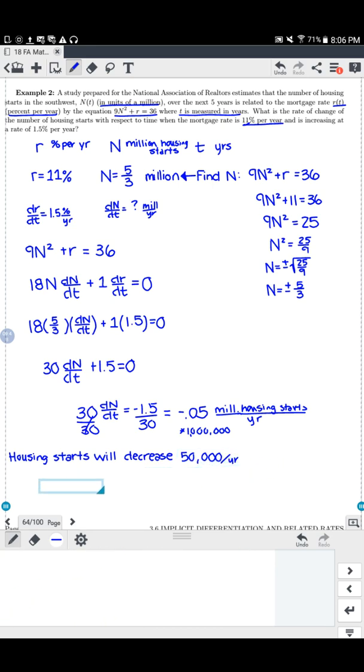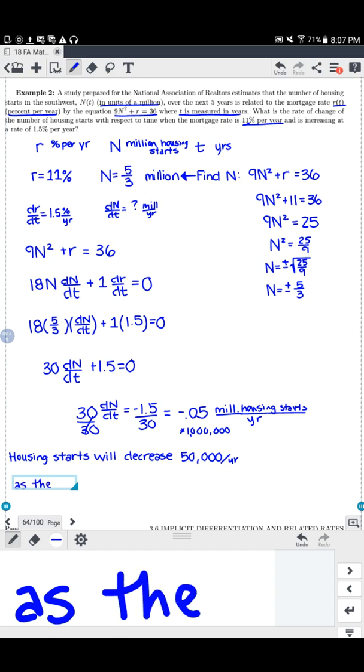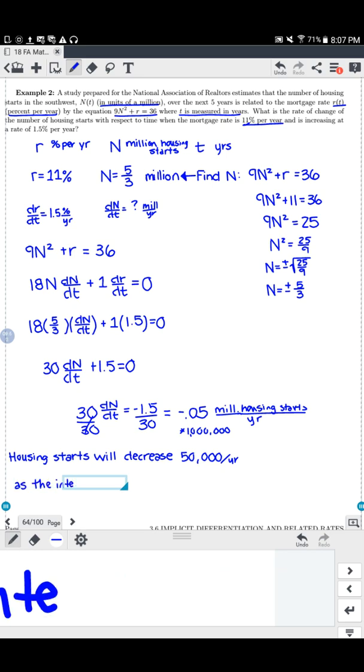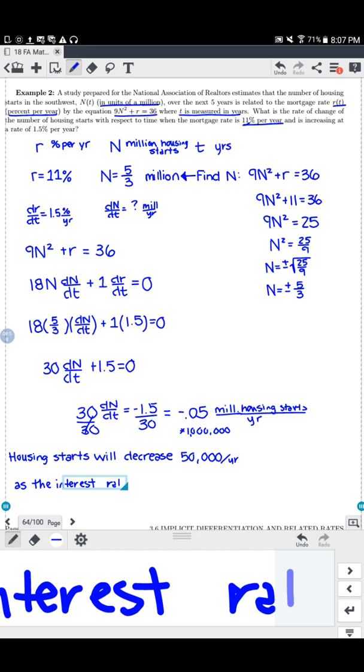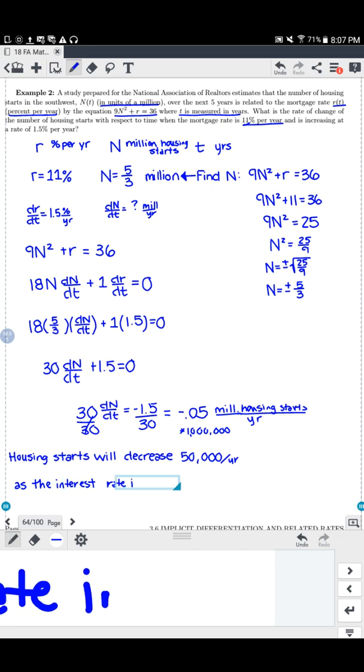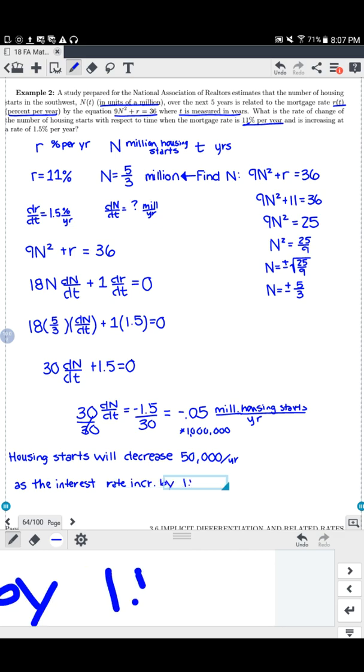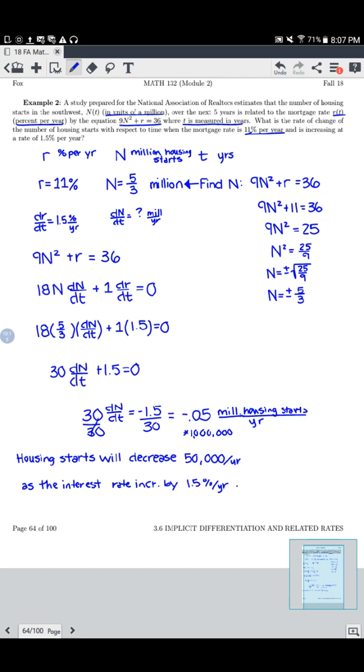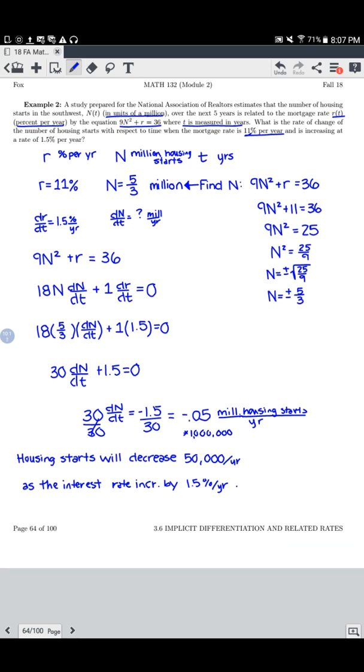Housing starts are decreasing by 50,000 houses per year as the interest rate goes up, or increases, by 1.5% per year. Which makes sense. We were given that the mortgage rate was already 11% in this area, which is super high. And then they're planning on increasing the mortgage rate. And that's going to make it so that 50,000 fewer houses will be built each year that they raise that mortgage rate even higher.